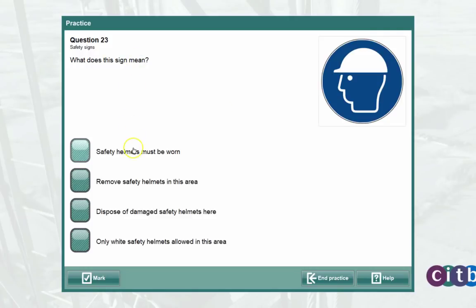What does this sign mean? Safety helmets must be worn. Remove safety helmets in this area. Dispose of damaged safety helmets here. Only white safety helmets allowed in this area.